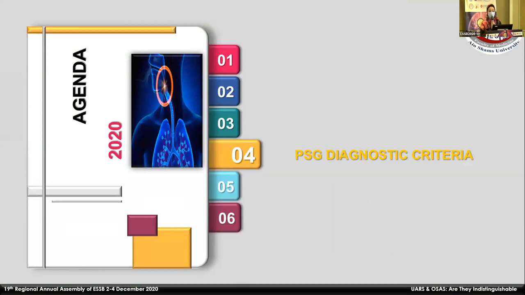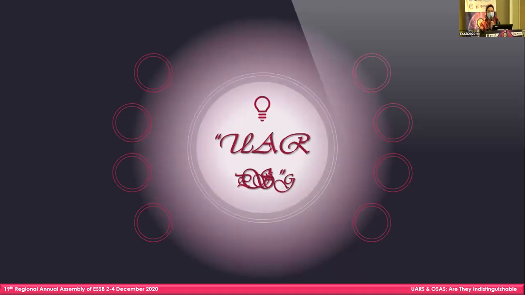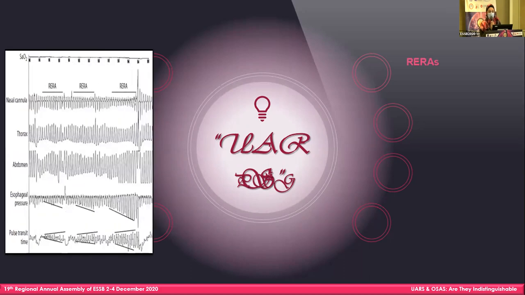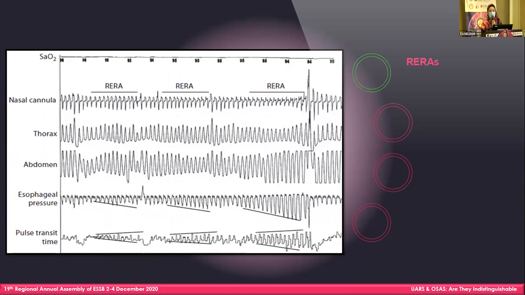Heading to the polysomnographic diagnostic criteria. As you all know, polysomnography is the gold standard for the diagnosis of both diseases. But unlike obstructive sleep apnea, where apneas and hypopneas are the respiratory events, in patients with upper airway resistance syndrome, the respiratory event is the respiratory event-related arousal, or the RERAs. These RERAs are a sequence of breaths lasting at least 10 seconds, characterized by either flattening of the inspiratory portion of the nasal pressure transducer or an increase in the respiratory effort, terminating by an arousal. These breaths do not meet the criteria of an apnea or a hypopnea.